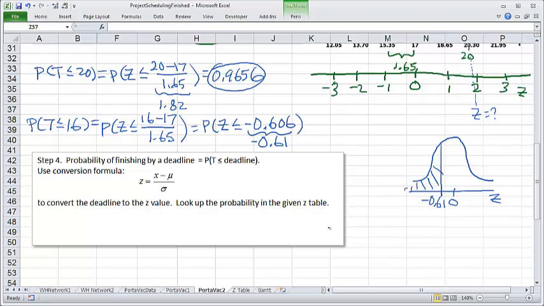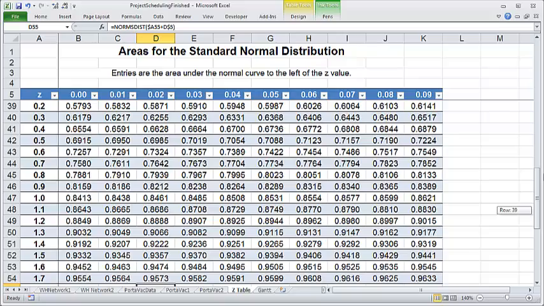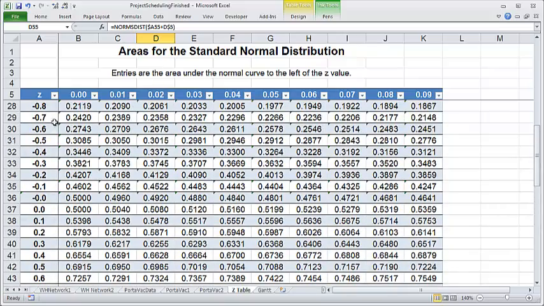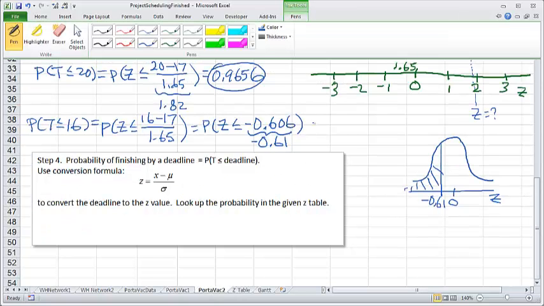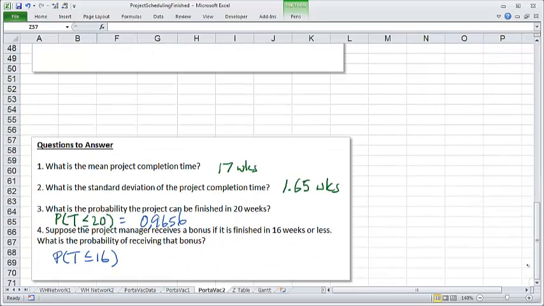So let's take a look. Negative 0.61, so there it is, negative 0.6 and then 1. Here it is, 0.2709. So 0.2709 will be the answer. So about a 27% chance of getting that bonus. That is the answer.